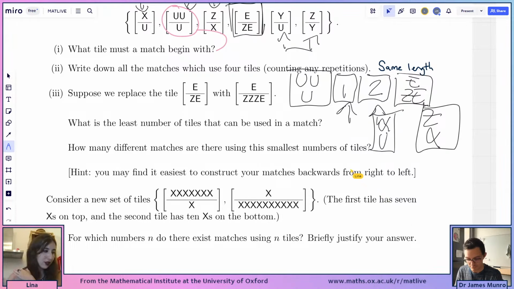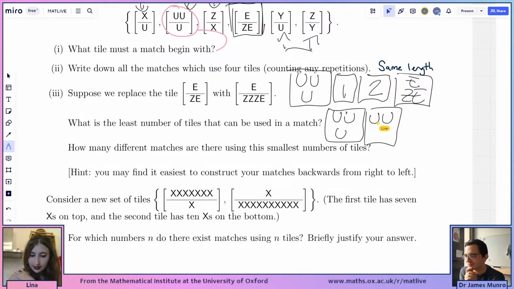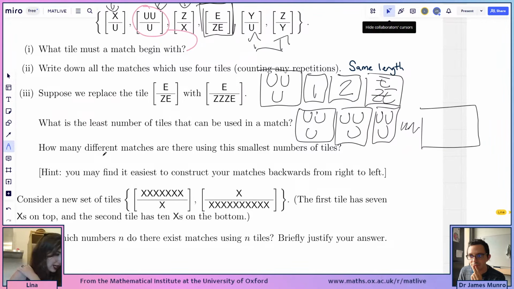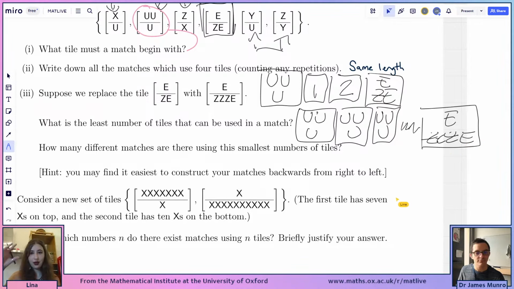So what we can use to match this, if I rub out some of this down the side to make some more space, we could use the U tiles like so, and then something else here in the middle, and then our new tile, which is the E, Z, Z, Z, E. And if we use tiles of length 1 in the middle, then 1 on the top, 1 on the bottom, we're going to have the number on the top and the bottom be the same. So we could use this to get the smallest number of tiles for the match.